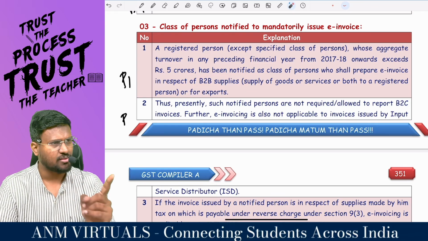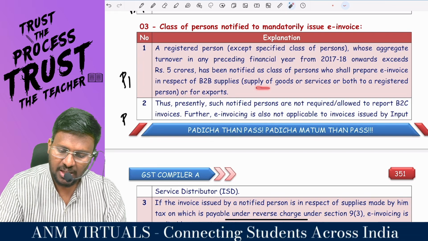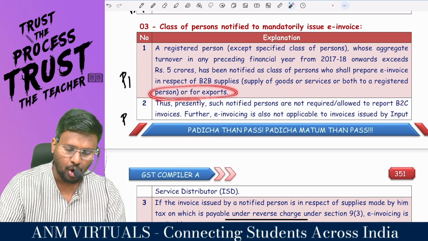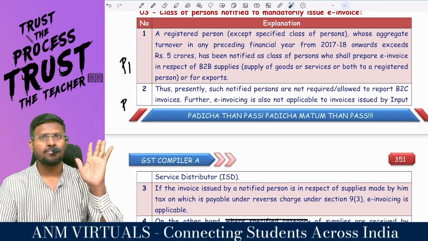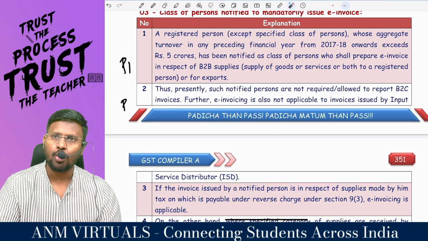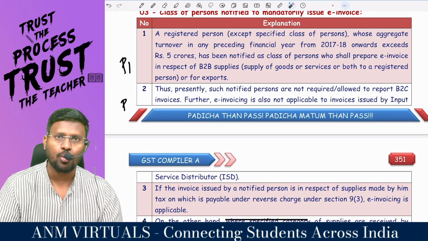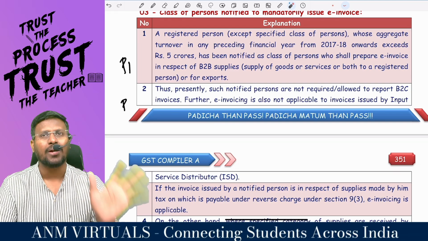B2B means business to business, right? Registered person to registered person. Supply of goods or service or both to a registered person or for what? Export. So only this person is mandatorily required. It is based upon your aggregate turnover. If your aggregate turnover exceeds how many crore? 5 crore. You are supposed to mandatorily issue what invoice?